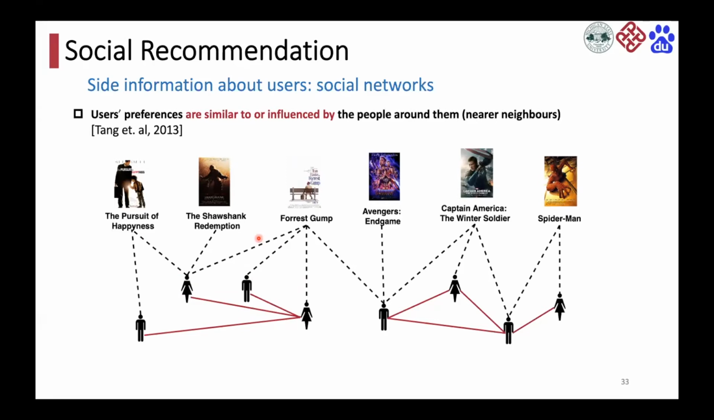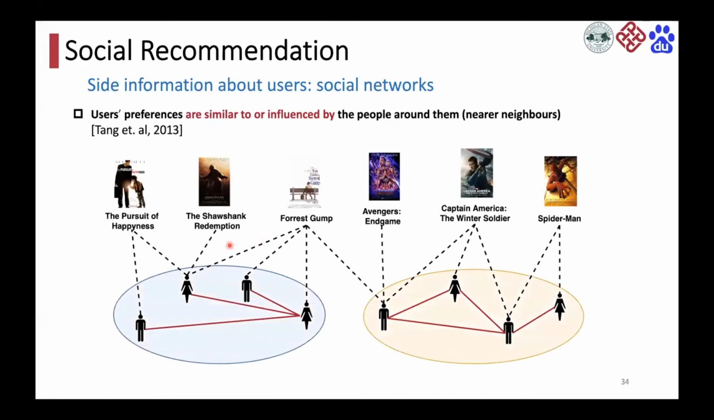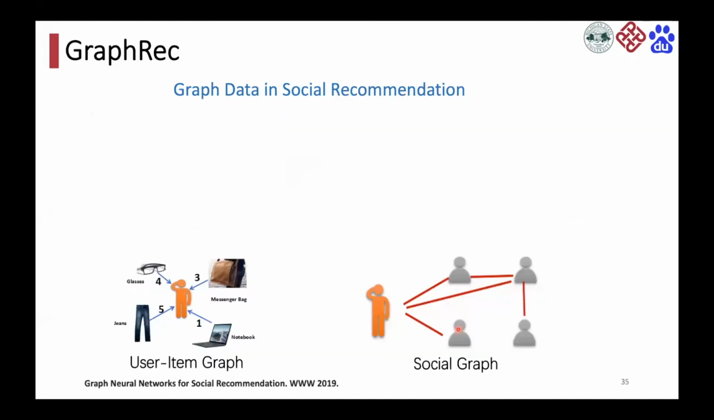And we call this type of method social recommendation. Let's take a look at this example. You can see that some users prefer to watch drama movies, while others like action films. It suggests that users in the same group are more likely to share similar preferences.